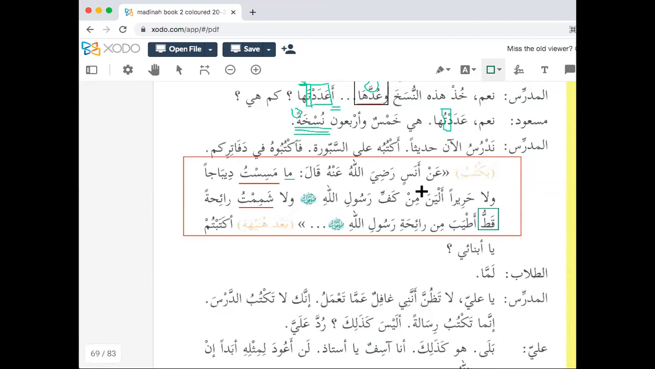Ma masistu dibajan. Al-yana. Allahu alam, this could be maf'ulun bihi thani, or it could be a na'at describing. Al-yana min kaffi Rasulillahi sallallahu alayhi wasallam: I've never touched velvet or silk that was softer than the palm of the Messenger of Allah sallallahu alayhi wasallam.